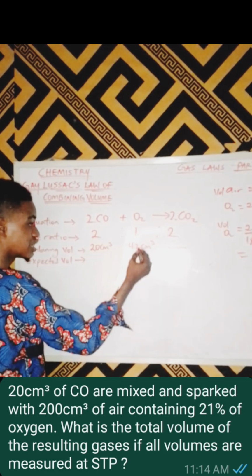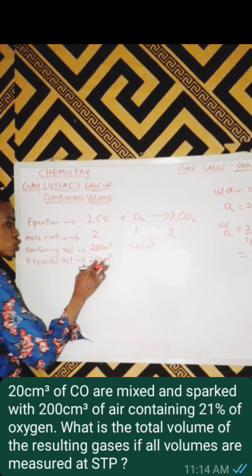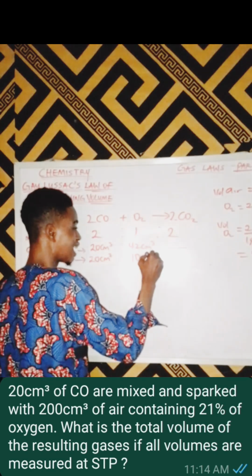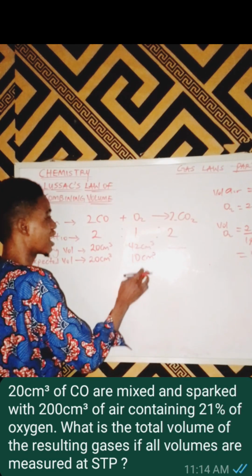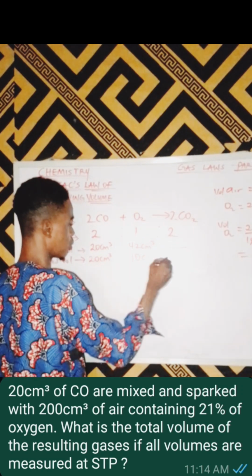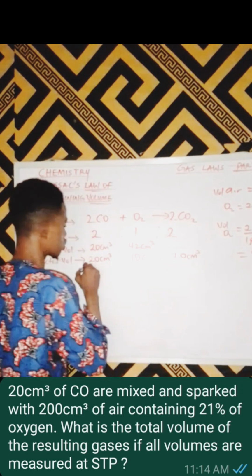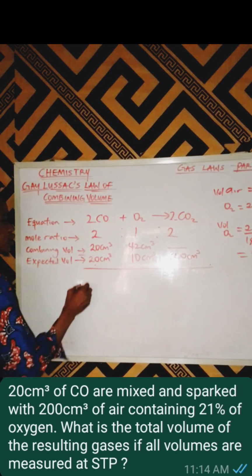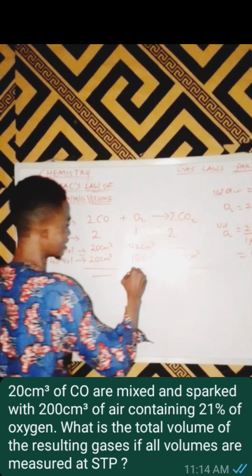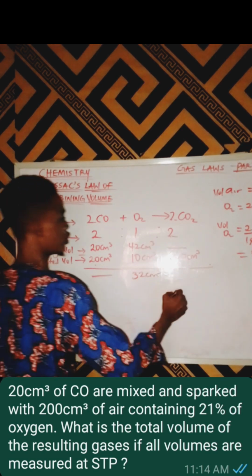So now, since oxygen is in excess, I'm going to have 20 centimeter cube of CO. Out of this 42 centimeter cube, only 10 centimeter cube will react. And since the ratio of the product and CO is the same, I'm going to have the same number, 20 and 20. So I'm going to subtract to get this. 42 minus 10 is 32 centimeter cube. Now the product is 20 centimeter cube.